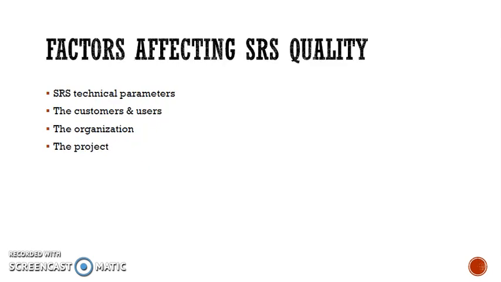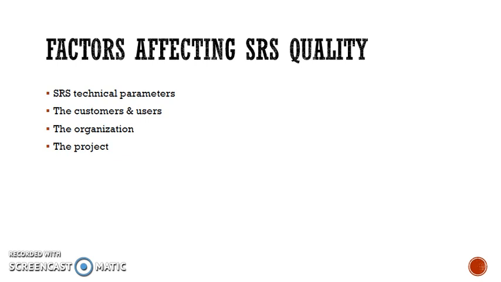The next is factors affecting SRS quality. The first is the technical parameter, and the next is the customer and users, then the organization, and next is the project. In the technical parameter, we have a lot of technical parameters such as unambiguous, complete, correct, understandable, and verifiable. It is one of the many technical parameters. All of these technical parameters will affect the SRS quality.